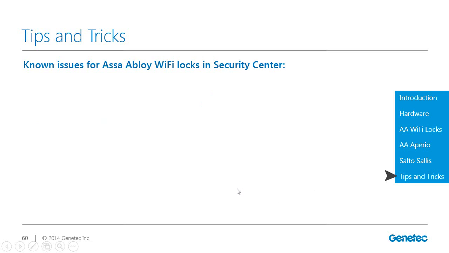Now, there are a couple of issues with the Assa Abloy Wi-Fi locks that we need to make a note of. First, you may sometimes see the door open too long event reported twice. In a case like that, just take a look at the timestamp, and if it is too close, just ignore the second one.